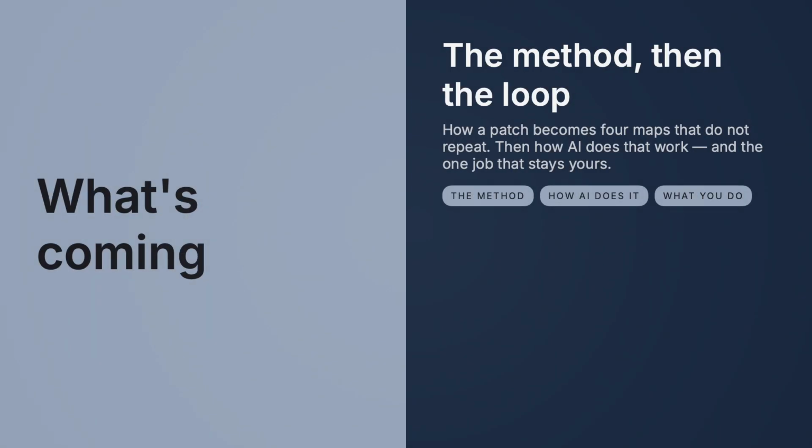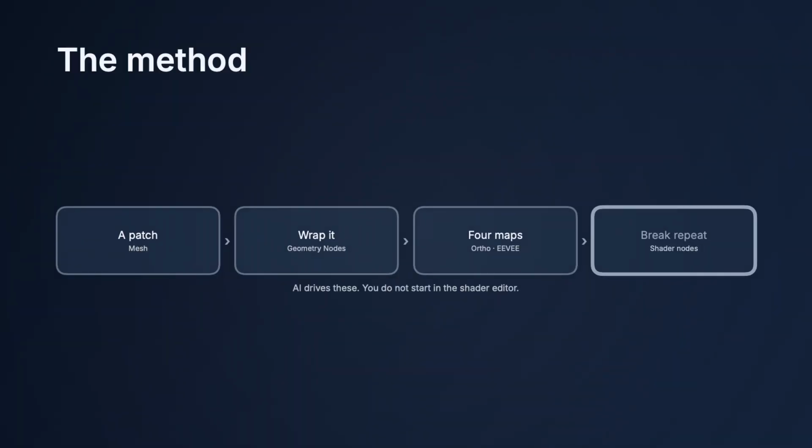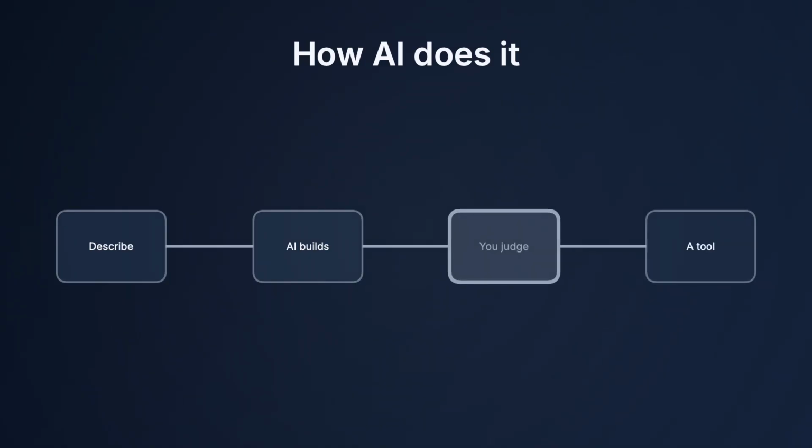Two halves. First, the method that makes a texture you own, then how AI does that work, and the one job that stays yours. The model is driving Blender, not a texture site, mesh for the patch, geometry nodes for the wrap, an ortho camera in EEVEE for the maps, shader nodes to break the repeat. You describe a surface, the model builds it, you look once, keep it, or reject with a reason, and that reason becomes a tool.